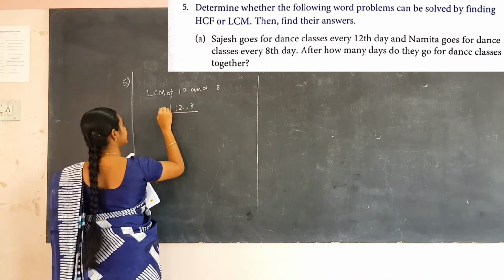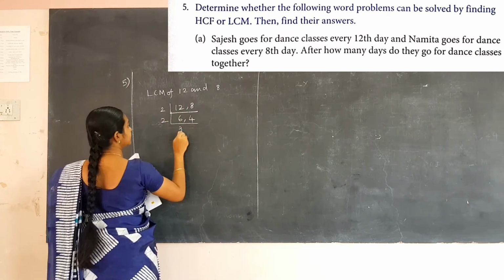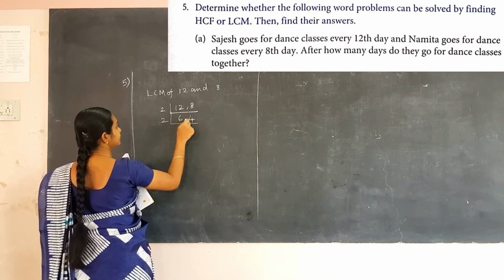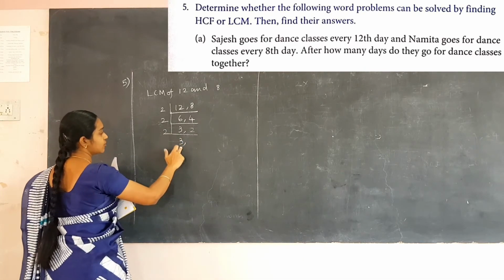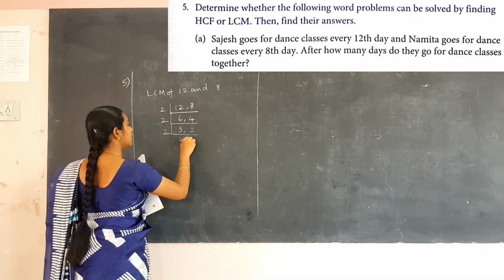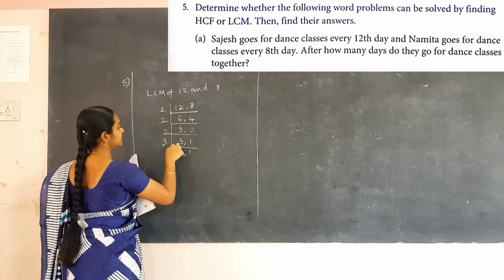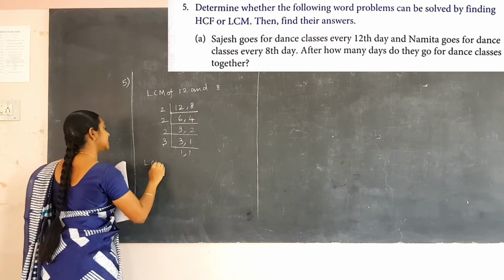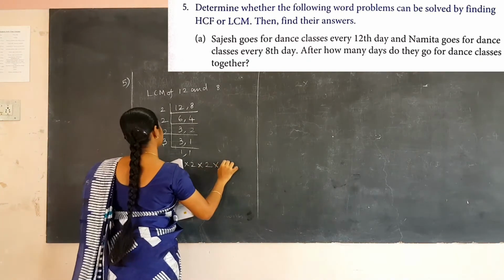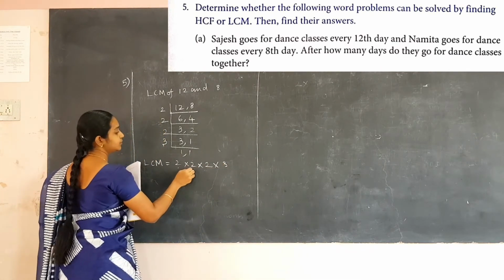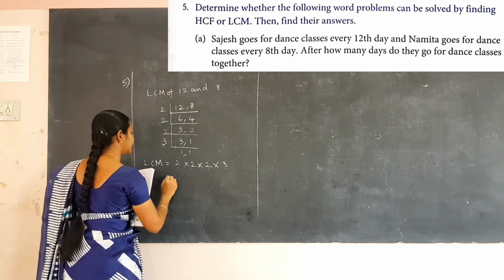Divide it with 2. 6 2s are 12. 4 2s are 8. Divide it with 2. 3 into 2 is 6. 2 into 2 is 4. Again divide it with 2. We should keep 3 as it is because we can't divide 2 with 3. 1 into 2 is 2. Again divide it with 3. 1 3 is 3. So the LCM is 2 into 2 into 2 into 3. 2 into 2 is 4. 4 into 2 is 8. 8 3s are 24.